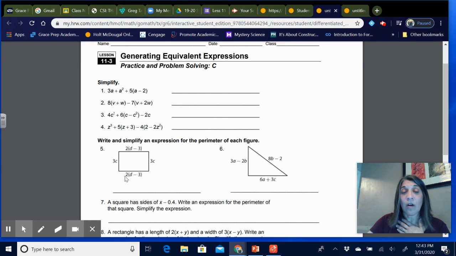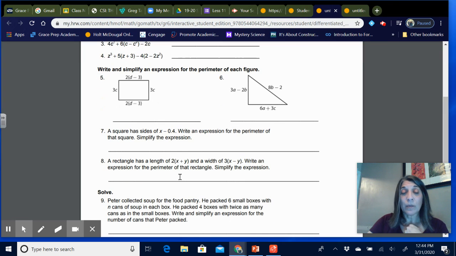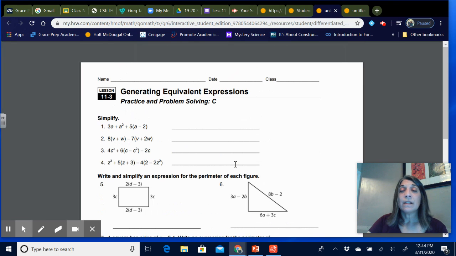Again, you're adding all these 3 or 4 sides for the perimeter. You're adding these 3 sides for the perimeter. Perimeter is just adding. We're not doing any multiplying. It's not area. Okay, sides of a square, there's 4 sides. So 4 times, I would put 4 and then in parentheses, 8 minus 0.4. And then the rectangle, again, you have to do this side, plus this side, plus this side, plus this side, because there's 4 sides. So that's basically what you're going to be doing tomorrow.